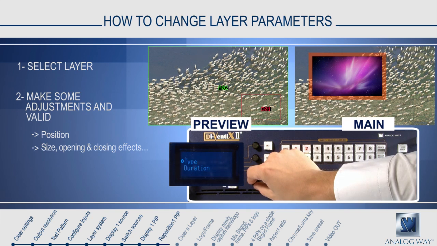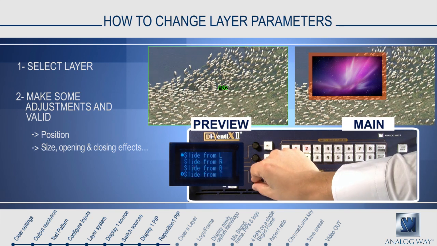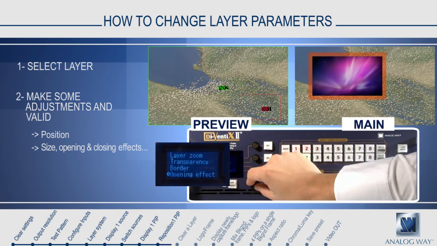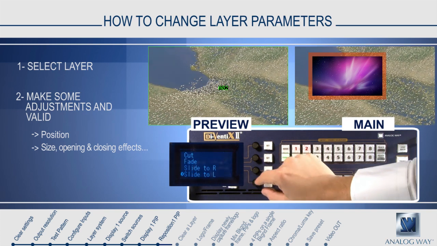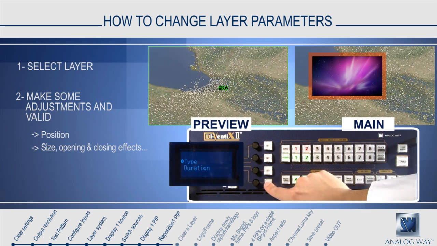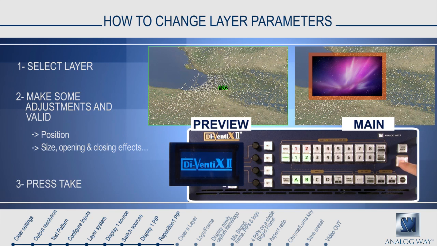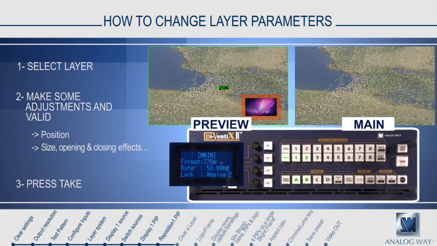To choose a new opening effect, select Opening Effect, and choose a desired effect. Press Menu to go back, and choose a new closing effect. Press Set to confirm your selection. When you are satisfied, press Take and view the result on the main screen.